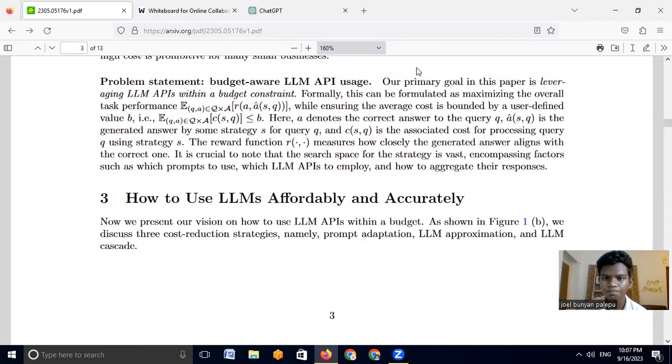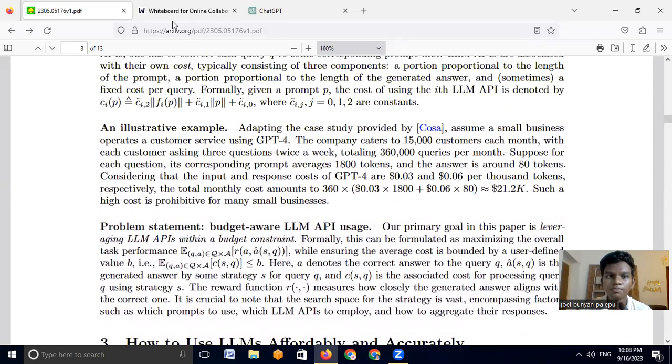The problem statement. Our primary goal in this paper is leveraging LLM APIs within a budget constraint. Here, A denotes the correct answer. The reward function measures how closely the generated answer aligns with the correct one. It is crucial to note that the search space for this strategy is vast, encompassing factors such as which prompt to use, which LLM to employ, and how to aggregate the responses.